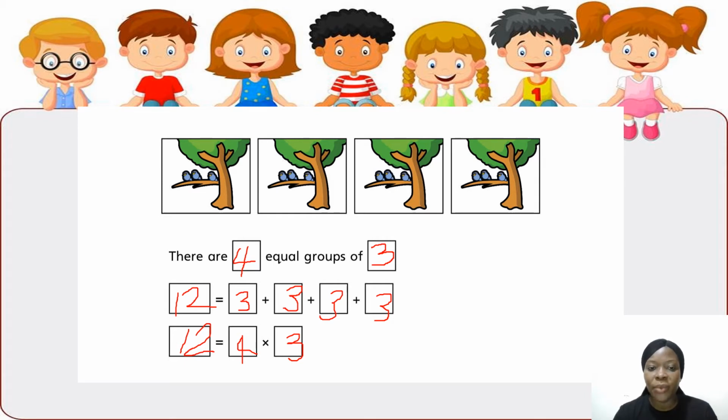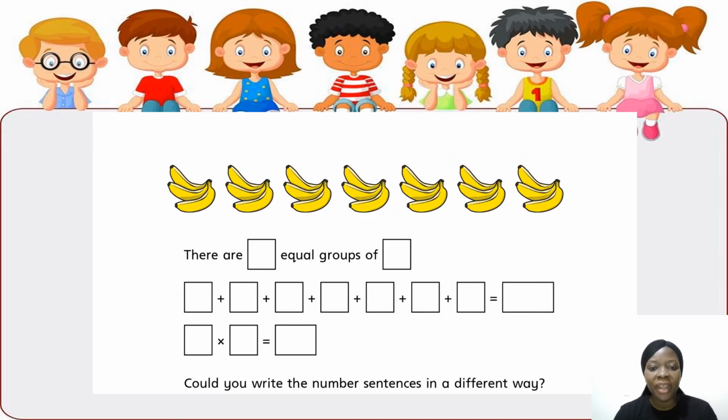So from this, we observe that there are 4 groups of 3. 1, 2, 3, 4. And that is why we have 4 times 3. And that gives us 12. Hope this is clear. Okay, one more example. I want you to pause the video and do this by yourself.